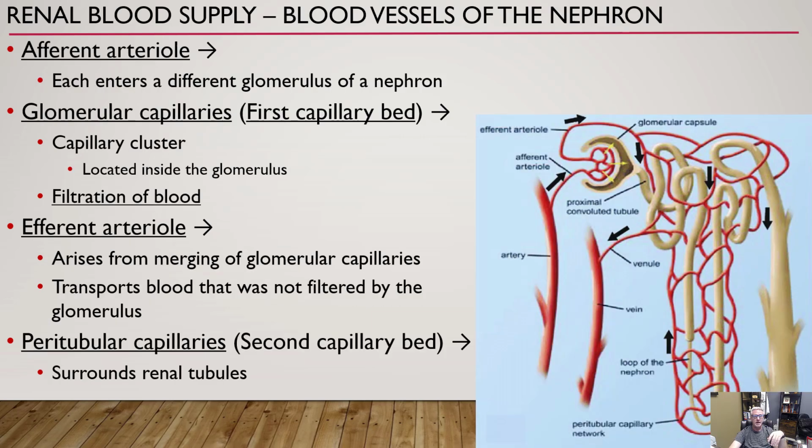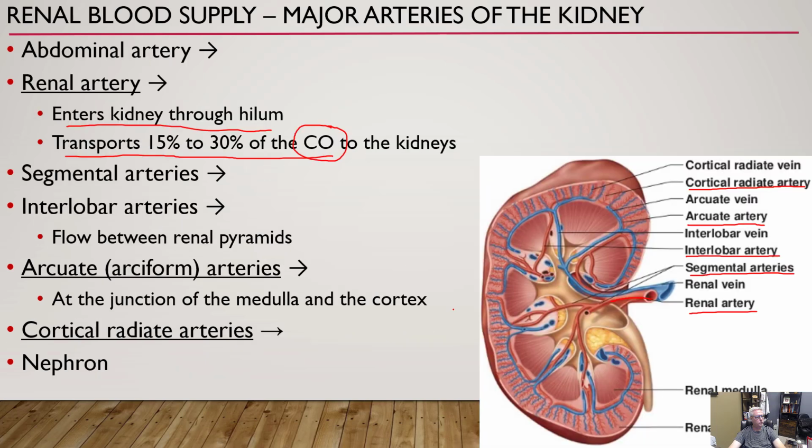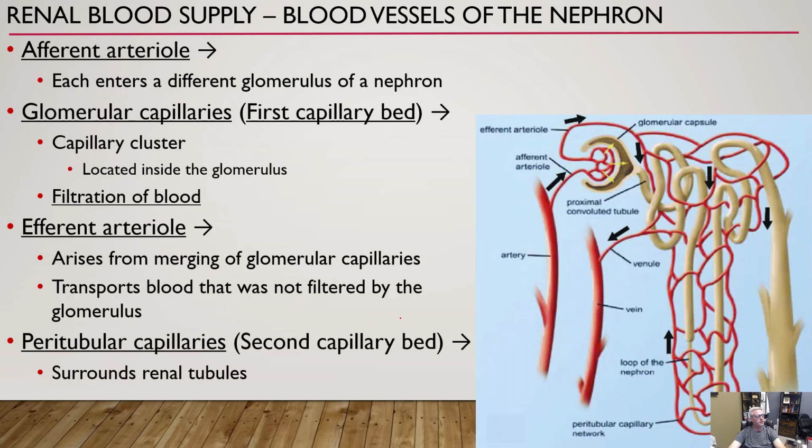So from the nephron, if we look at one previous slide, we have the cortical radiate arteries that are going to go into the nephron. So this would be your cortical radiate artery. And then that cortical radiate artery is going to branch off into these things called the afferent arteriole that is going to enter the glomerulus of the nephron. And remember I said that you can think of this as like a ball and socket joint.